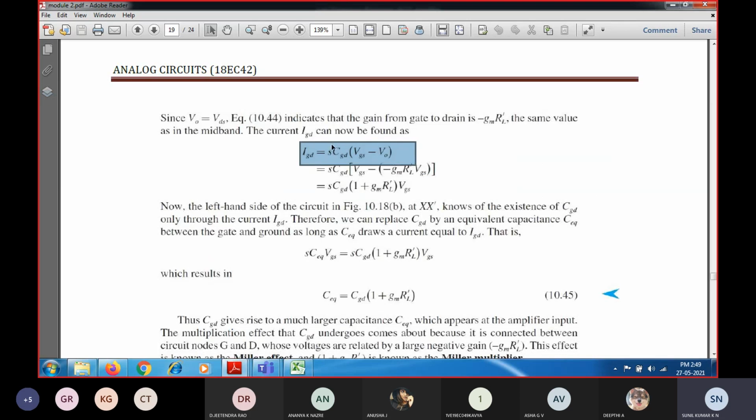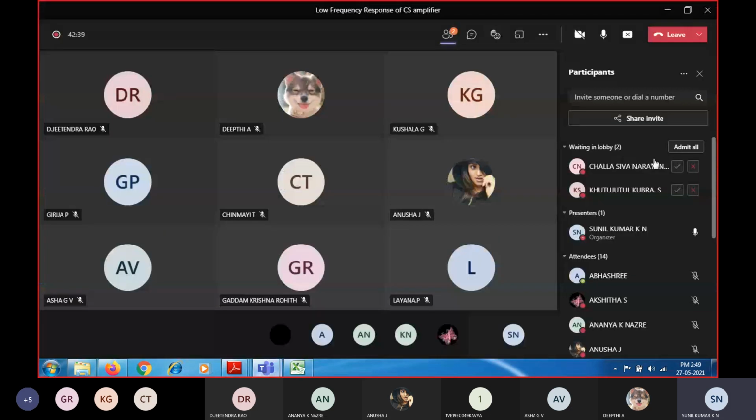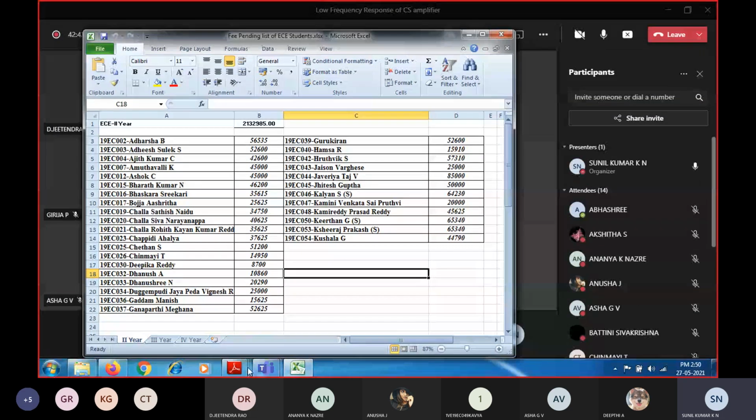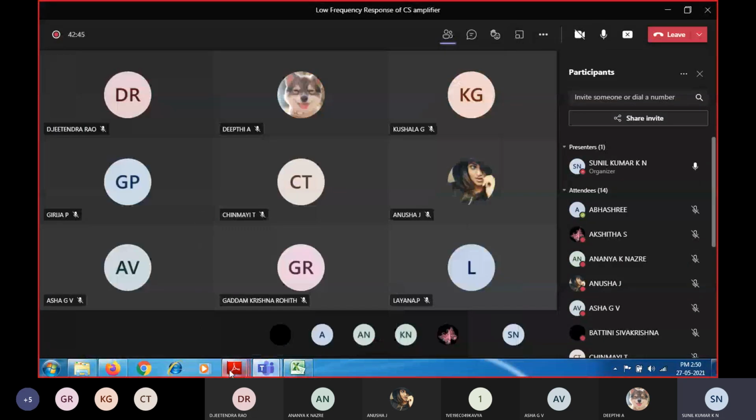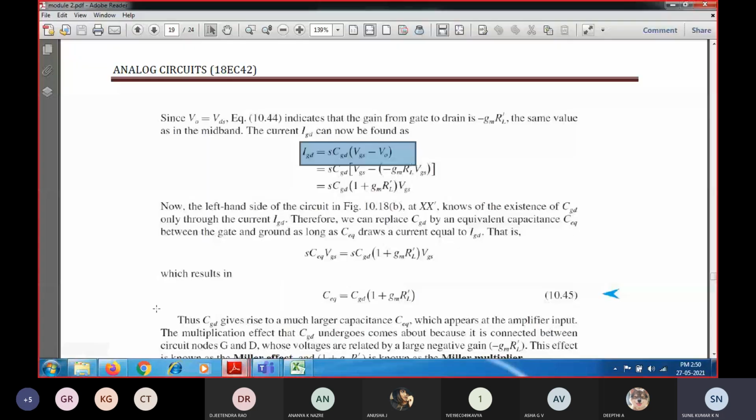So current means the impedance multiplied with the potential, that is VGS minus V naught. So that is the voltage difference between the two nodes, for which the current is flowing, IGD. So this is about the current, that is IGD.